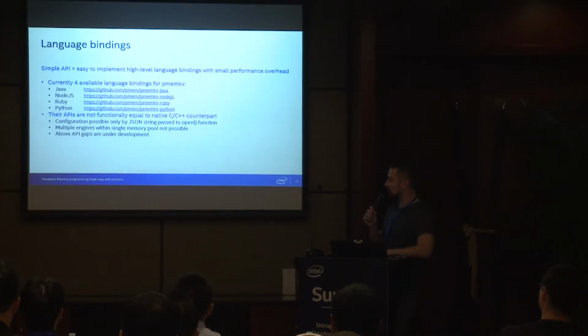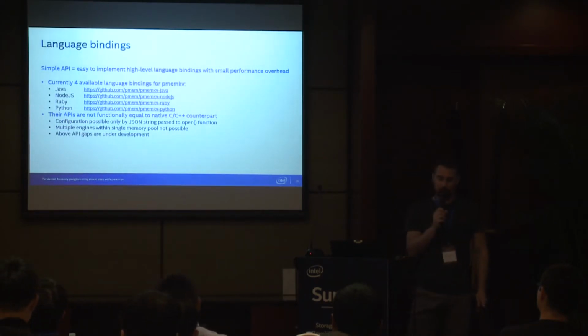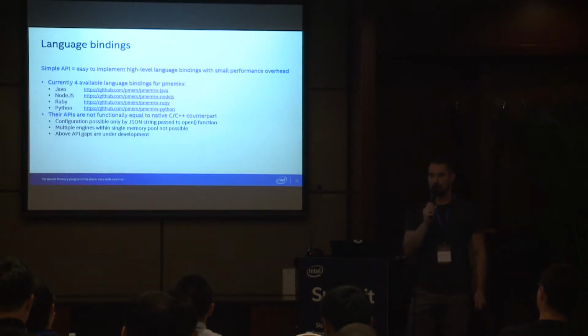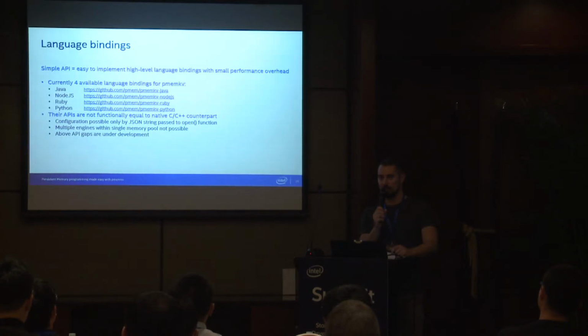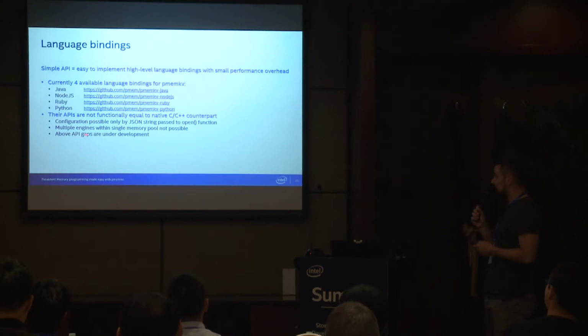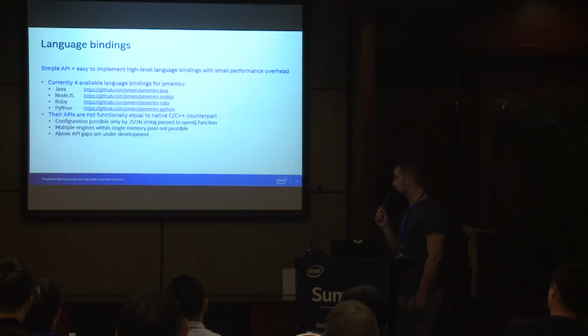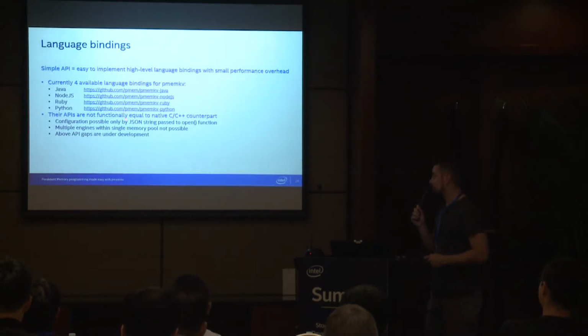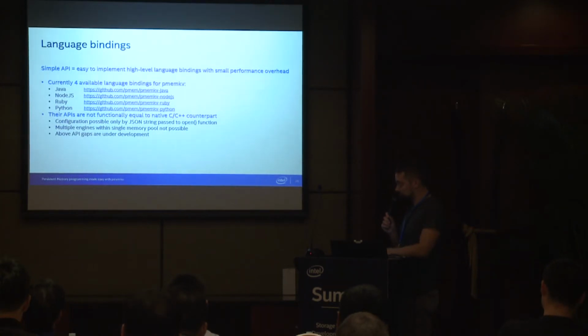However, their API is not functionally equal to the native C and C++ counterpart. And the reason why is that we made recently quite significant API changes, and we are still looking for more feedback from our customers. Pmemkv is now released in version 0.8. It doesn't mean that the library is unfinished. As I said, we want to gather more requirements from our potential customers. So one of the differences between functionality of language bindings and native C++ API is that we are configuring the engine by JSON string, and because of that, multiple engines within single memory pool is not possible. But we have plans and we have a roadmap where we are planning to remove those gaps.